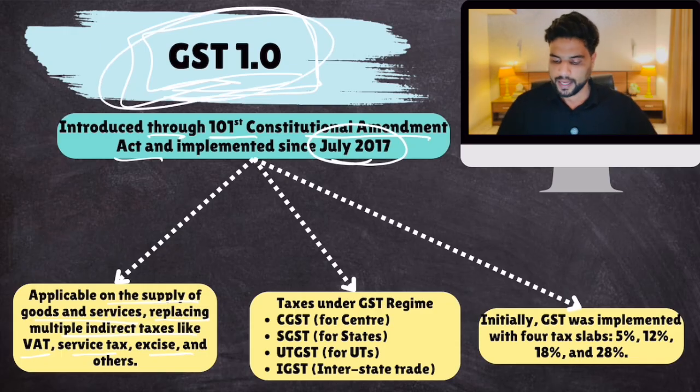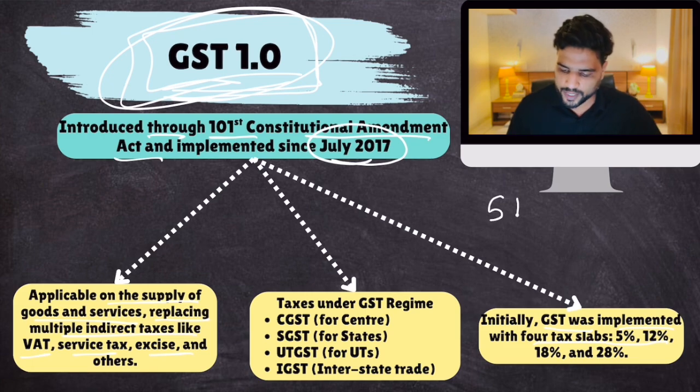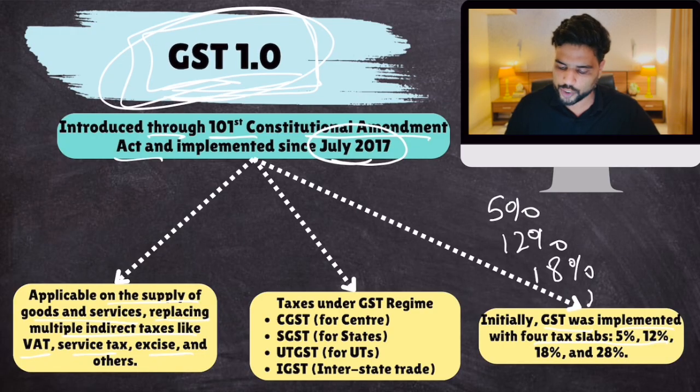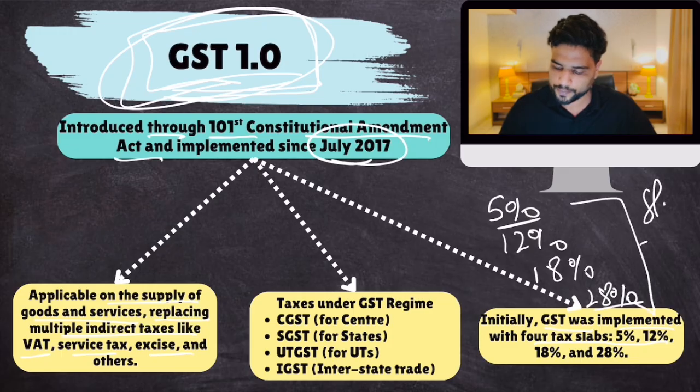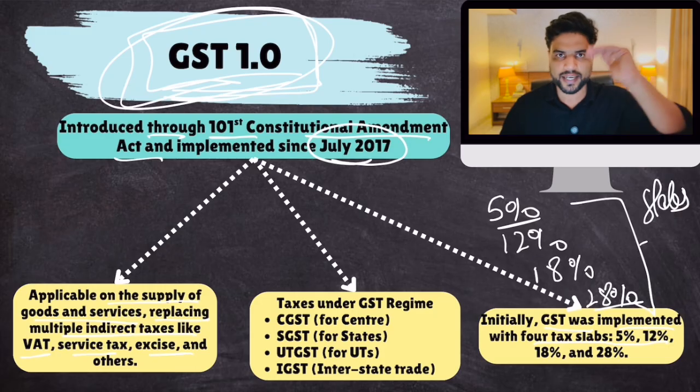Clear? Now, GST was implemented through 4 tax slabs. So there were certain goods on which tax was 5%, certain goods on which it was 12%, then certain on which 18%, and then certain on which it was 28%. So some goods were taxed at 5, some were at 28. These are known as the 4 slabs. Now within the GST regime, there were different kinds of GST.